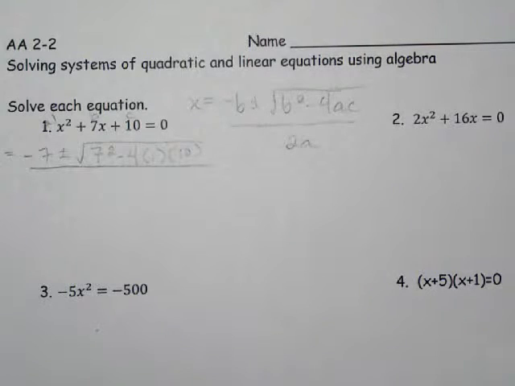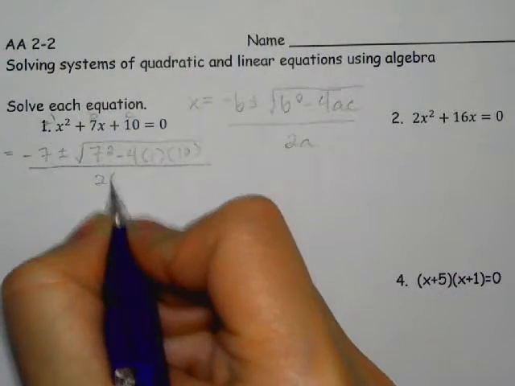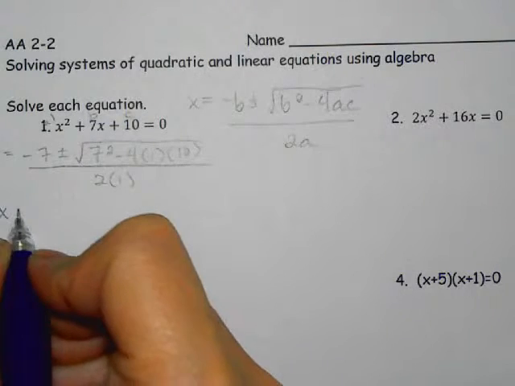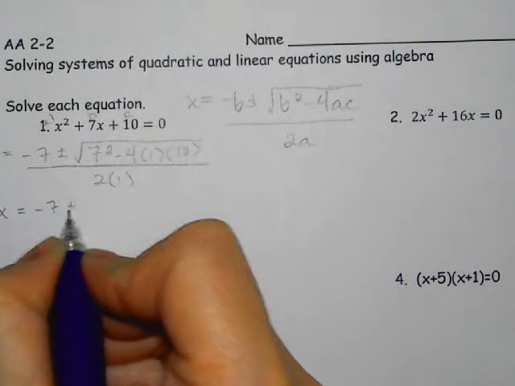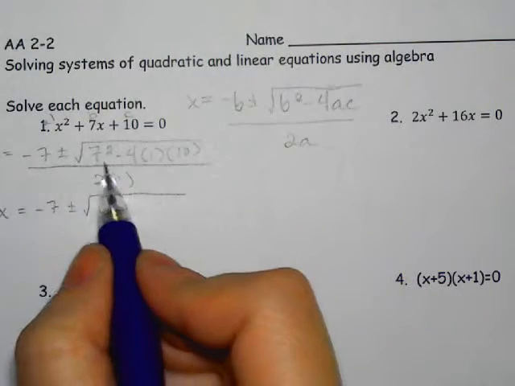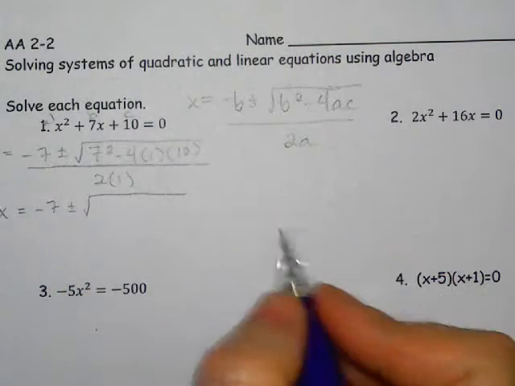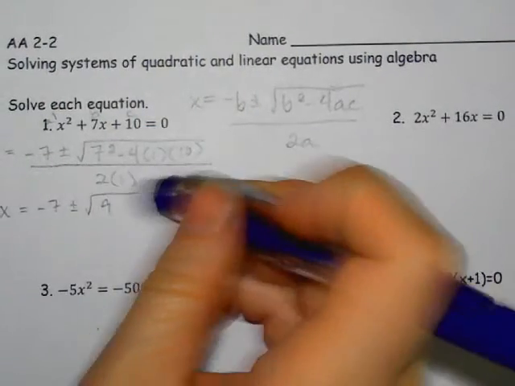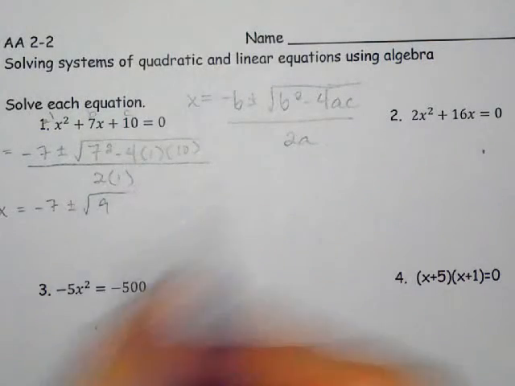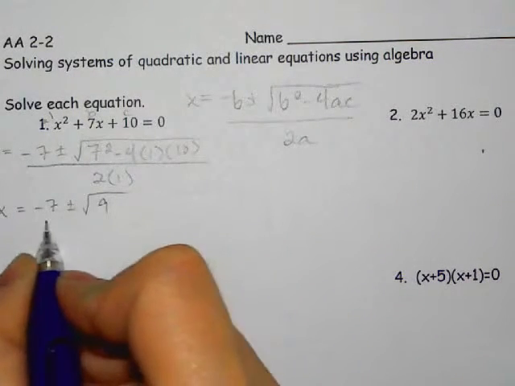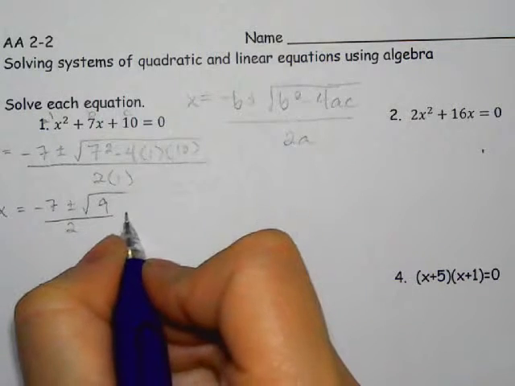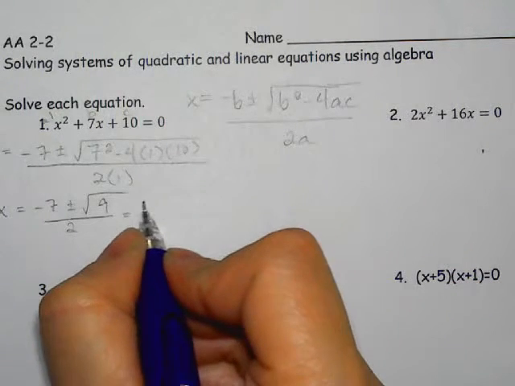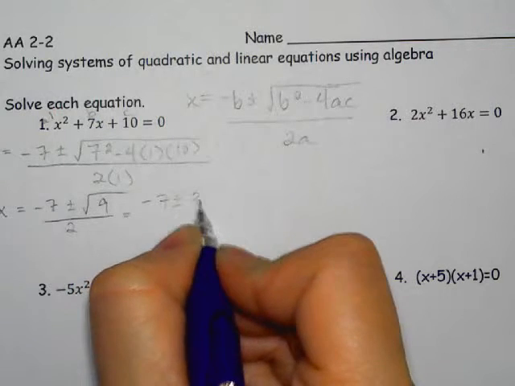If you write larger, you might want to do your work on a separate sheet of paper. It just depends. And then all divided by 2a, or 2 times 1. Negative 7 plus or minus 49 minus 4 times 1 times 10 is 40. So square root of 9. So 49 minus 40. All divided by 2. I'm going to go over because I'm going to run out of room going down. Negative 7 plus or minus 3.